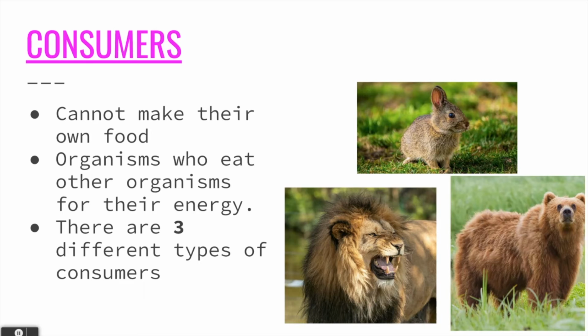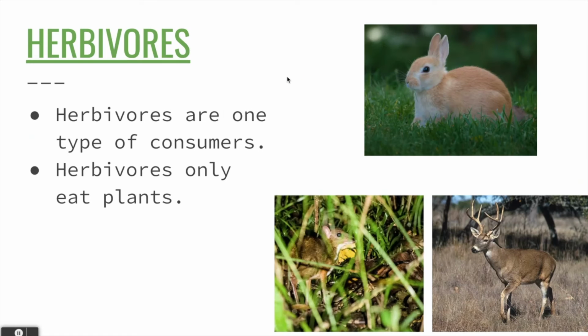These consumers depend on other organisms for energy, but some of these consumers have different tastes in what they like to eat. Some examples of consumers are a rabbit, lion, and bear. All these three consumers eat different food, but they are still consumers because they cannot make their own food and rely on other organisms for their energy. Let's start with our first one, which is herbivores.